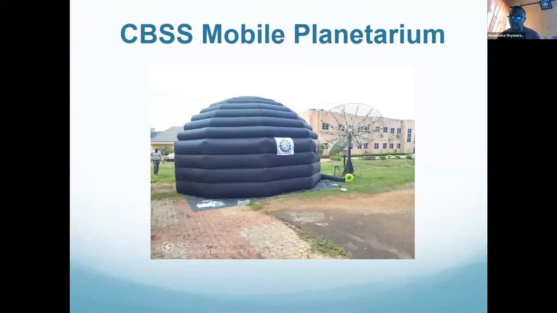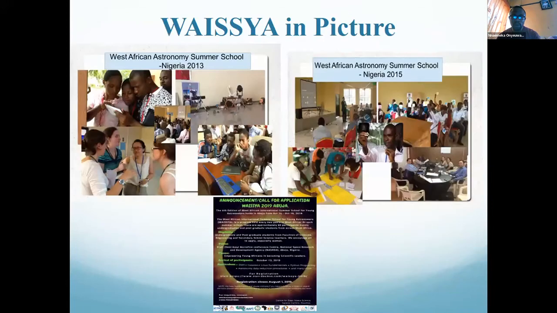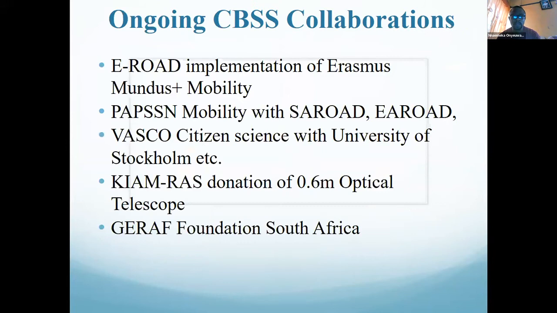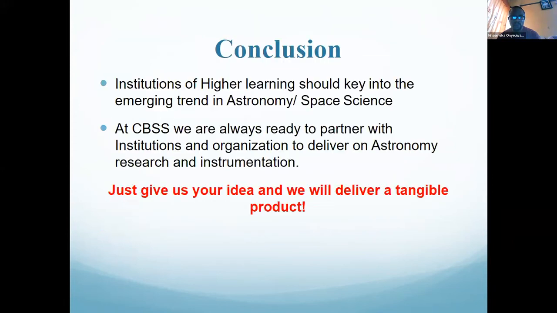So we also have a mobile planetarium for our outreach enhancement. Dr. Bonaventure has talked about the West African Summer School. Now we have ongoing collaboration, the E-Road implementation of Erasmus Mundus Mobility. We are collaborating with them, the PAPSIM Mobility, Vasco Citizen Science with the University of Stockholm. British, our partner is here with us. And also the KEMRAS, Keldysh Institute of Applied Mathematics and Astronomy of the Russian Academy of Science, also donated an optical telescope and the Jira Foundation.